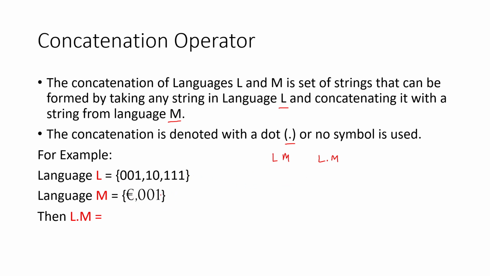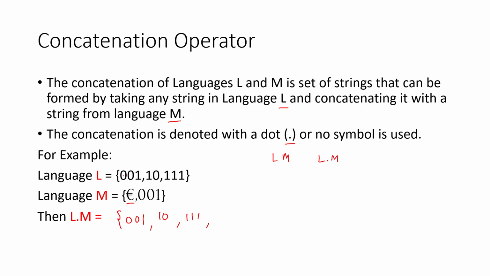So first we'll take all the strings of language L and concatenate them with epsilon. So how does that look? We have 001 and we concatenate with epsilon, so we'll get 001 only. Then we have 10, concatenate with epsilon, again you get only 10. Then you have 111, you do concatenation, you get 111.